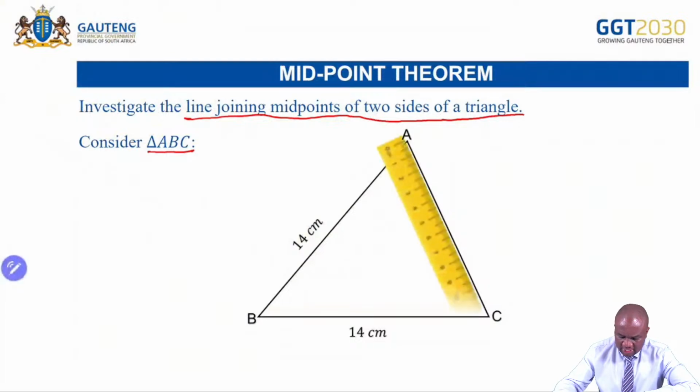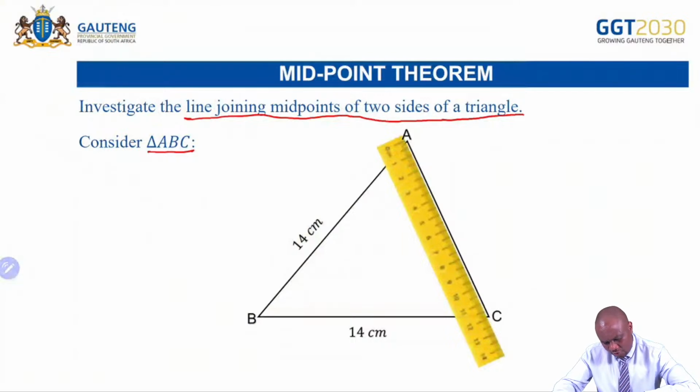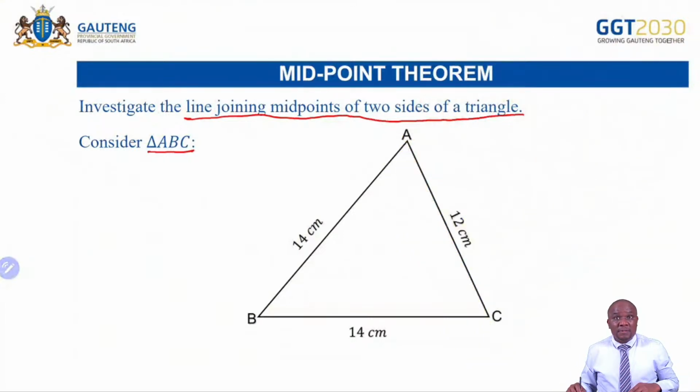AC. What is AC? Let's hope it's not 14. Yes, it's not 14, it's 12. This is 12. Right. Let's write 12 centimeters for AC. We have all the measurements now. We have all the three sides of a triangle.